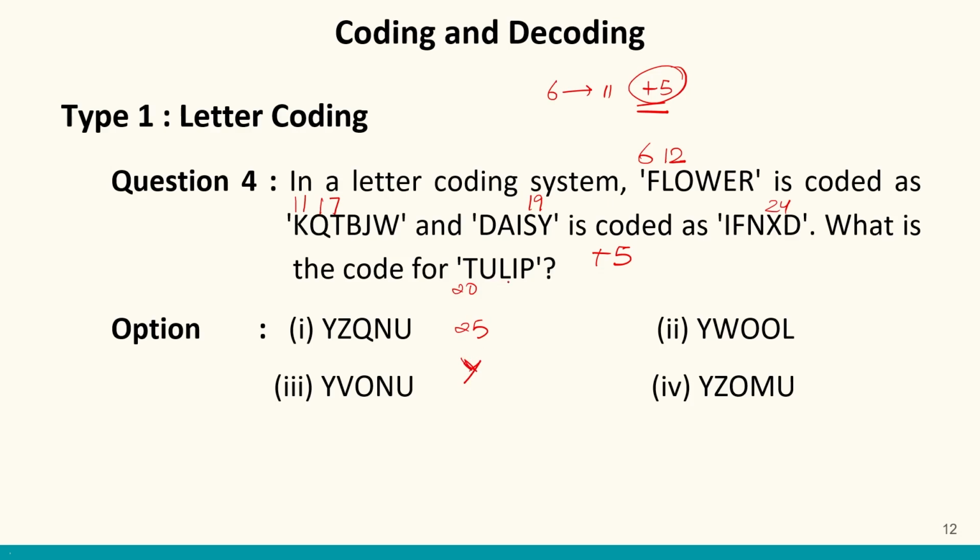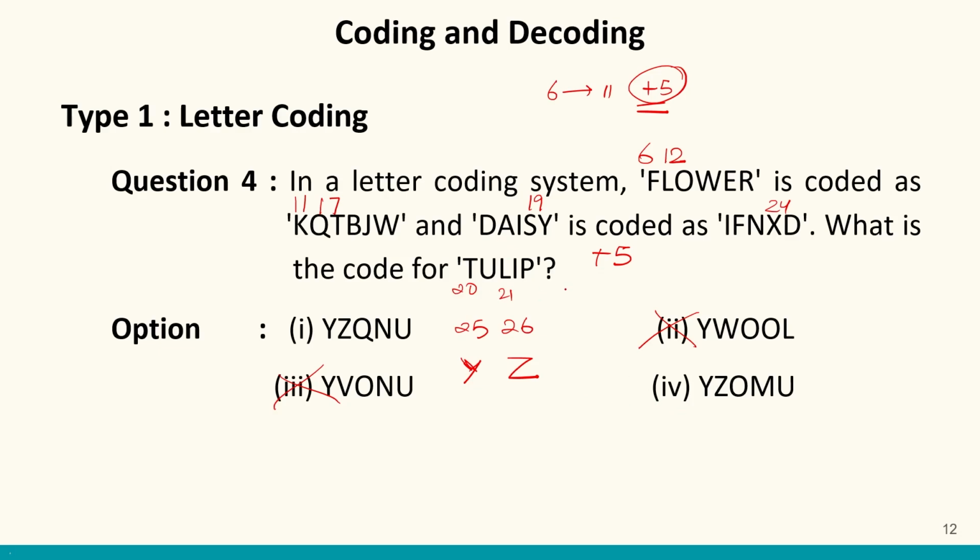Okay. U is coded as 21. I have to move 5 positions, which is 26, which is Z. So our answer will be between these two options. I can eliminate these two and our answer will be between YZ, option 1 and option 4.